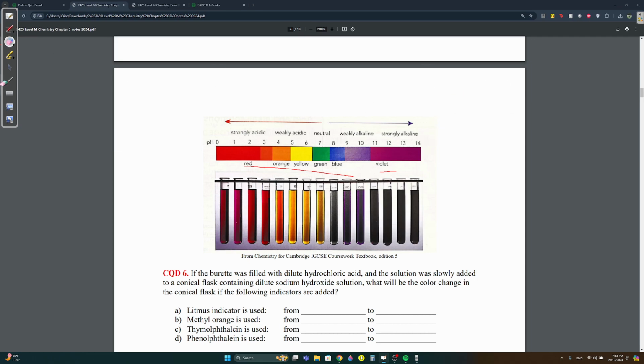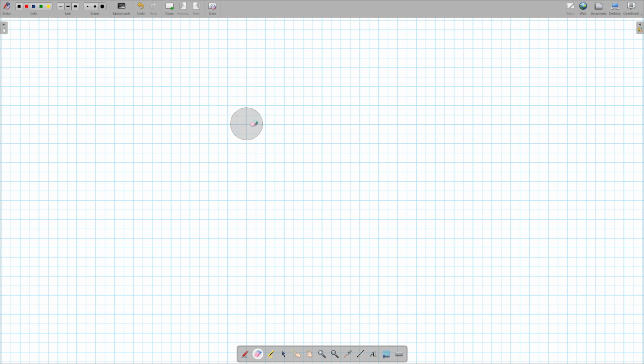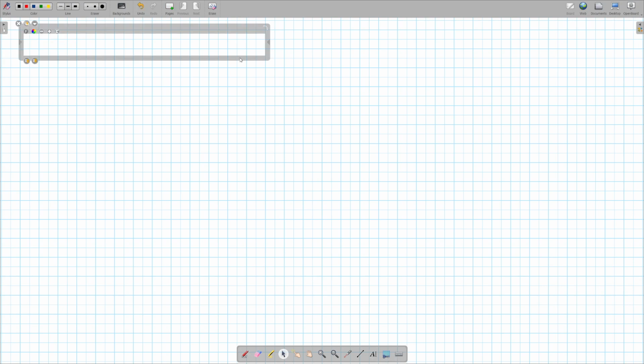Okay, we're done with the pH. Let's go now to acids and bases. Acids. First thing, you need to know the operational definition. I don't feel like writing, so I think I'll just put a text box here. Operational definition of an acid.